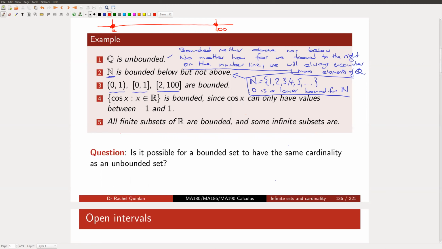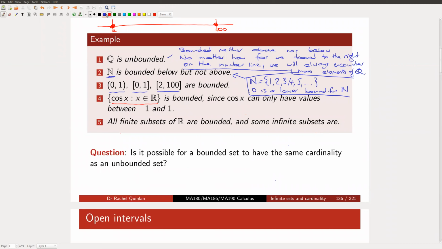So for instance, if you take the set of the cosine of all real numbers and ask yourself, is that set bounded or not? Well, that's kind of a tricky one. You have to think about what kind of values the cosine of a real number can have. We know that the cosine of a real number is the x-coordinate of a point on the unit circle. So it's confined between -1 and 1. It can't be anything. So the set of all cosines of real numbers is bounded because the cosine of a real number can only have values between -1 and 1.